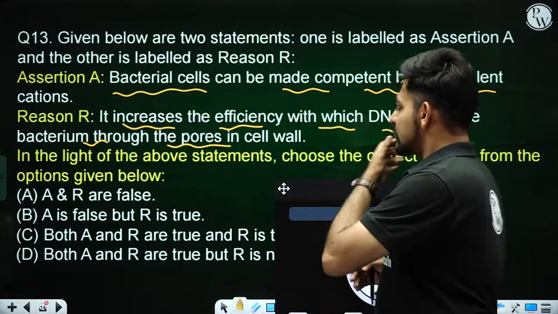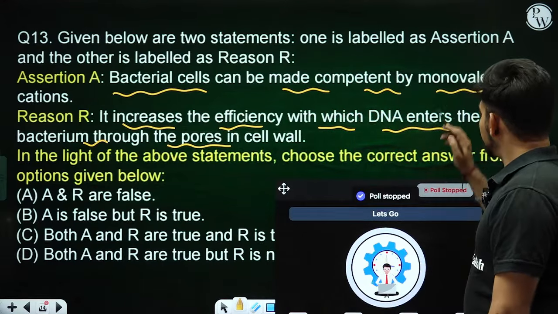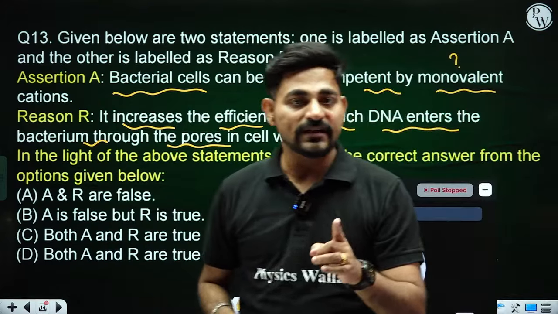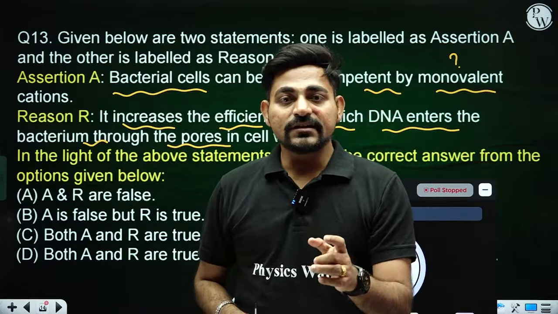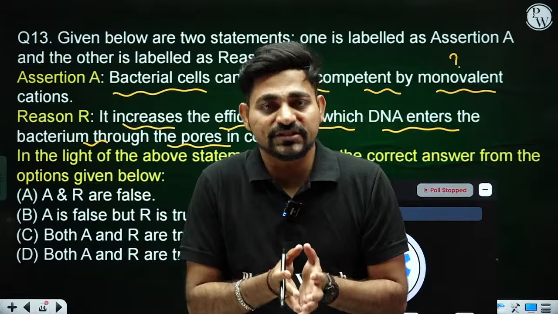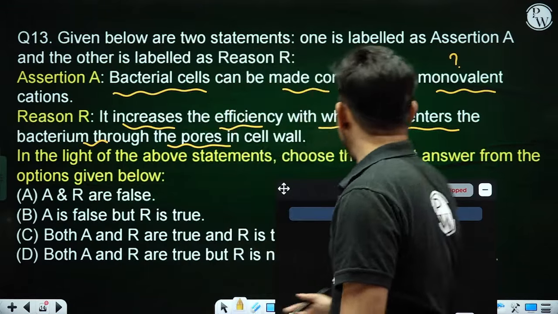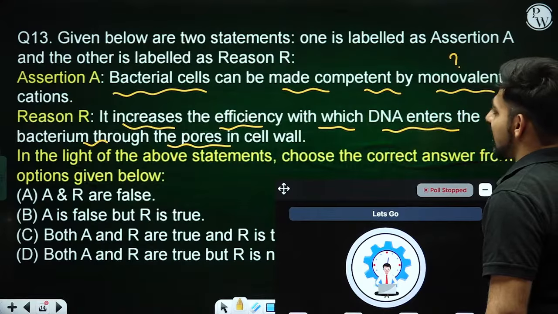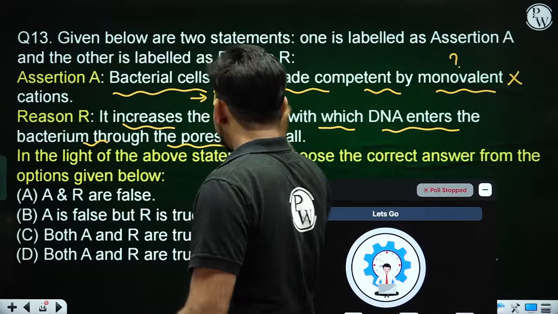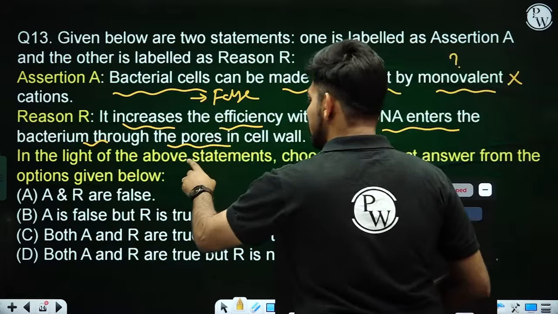Okay, so bacterial cells can be made competent by monovalent cations or divalent cations. Yes, we have studied, we are using cold medium with calcium, Ca++. We need to use divalent cations, not monovalent cations. So the assertion is a false, wrong, incorrect fact.